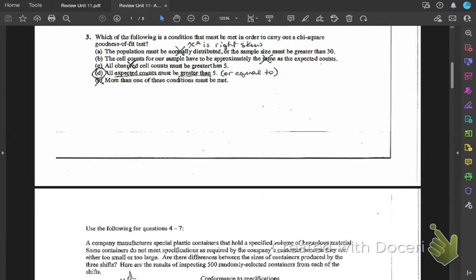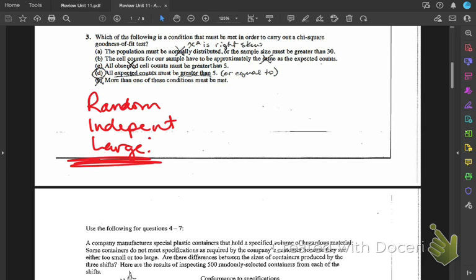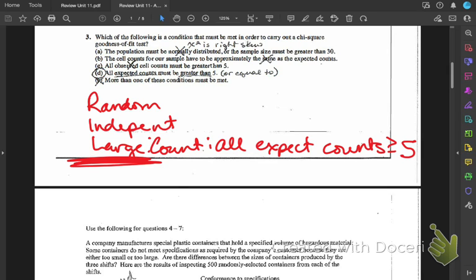Which of the following is a condition that must be met in order to carry out a chi-squared goodness of fit test? So we have 3 conditions: random, independent, and the large count condition. Now remember, it's not the normal condition, it's the large count condition, and that is that all expected counts have to be greater than or equal to 5. So the population must be normally distributed. Heck no, this is a right-skewed chi-squared, so that's not right.